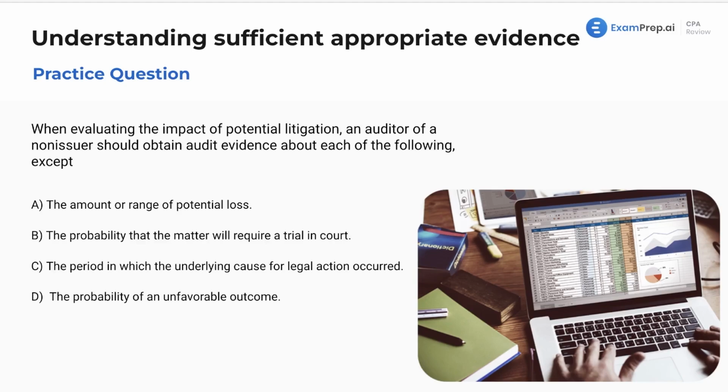So we are trying to corroborate the possible effect of litigation, because we want to properly reflect the outstanding liability amount on the balance sheet. That's the whole point. That's why we're talking about this.